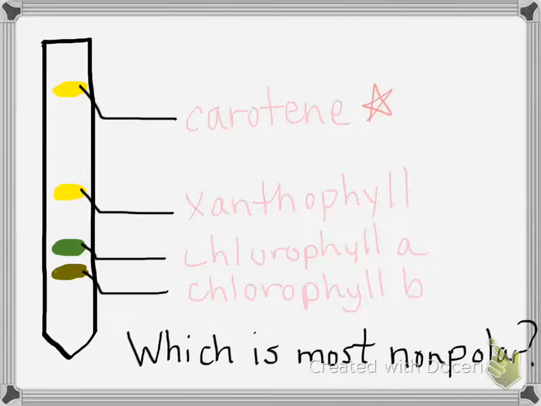Try this question. Who's the least nonpolar? Chlorophyll. This one would be chlorophyll B. So this would be the most nonpolar, and the bottom one would be the least, because it hardly moved at all. So it didn't dissolve very well at all. It hardly moved at all. Is everybody okay on that question? Super.